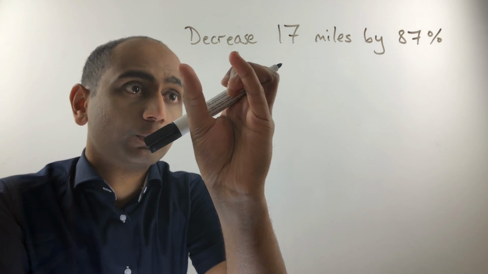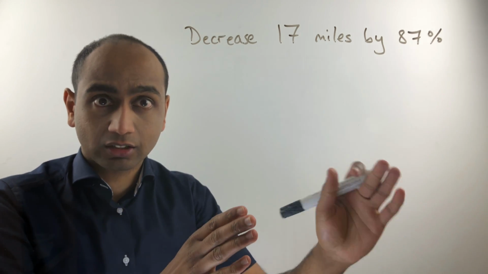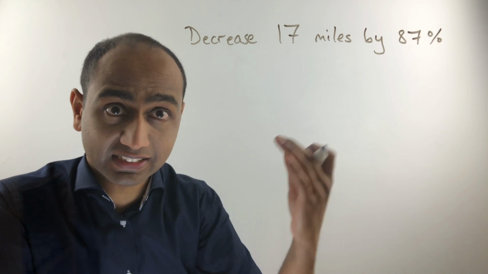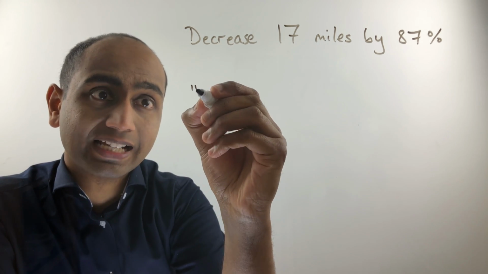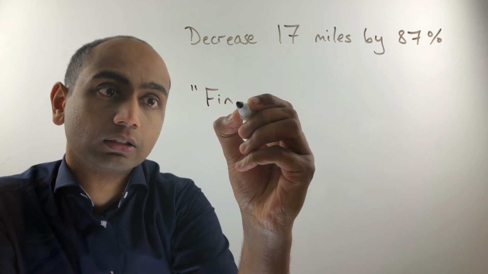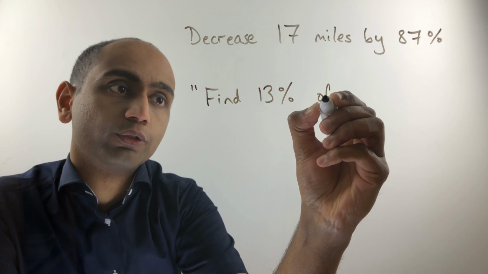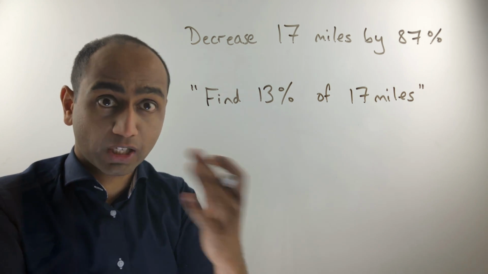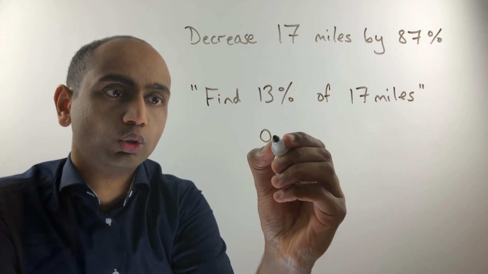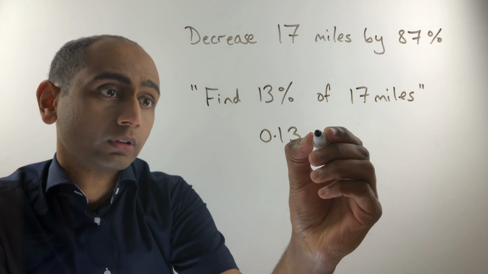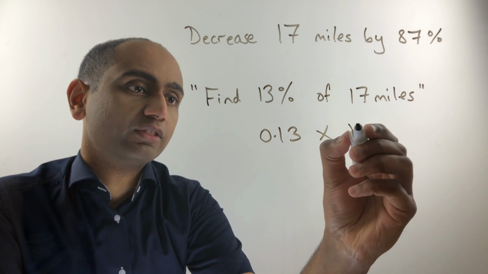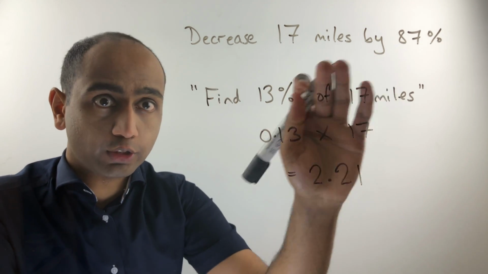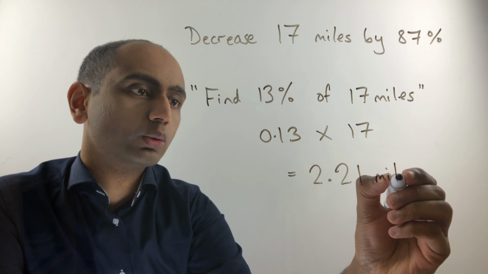Here's the answer. If we want to decrease this quantity by 87%, we're getting rid of 87% of it and we're just left with 13%. That's 100% subtract 87%, which is 13%. So this question is actually the same as being asked to find 13% of 17 miles. And that's like a question from part 1 of the lesson now. 13% is 0.13 as a decimal. 0.13 lots of 17. That gives us an answer of 2.21, and the units we were working with were miles, so that's 2.21 miles.